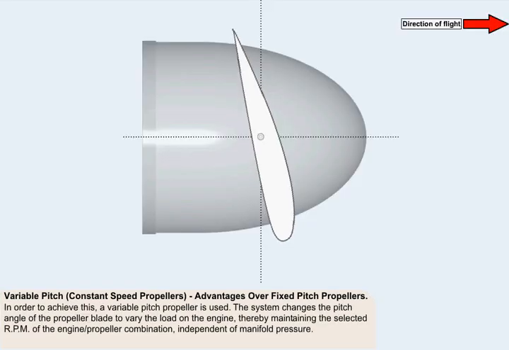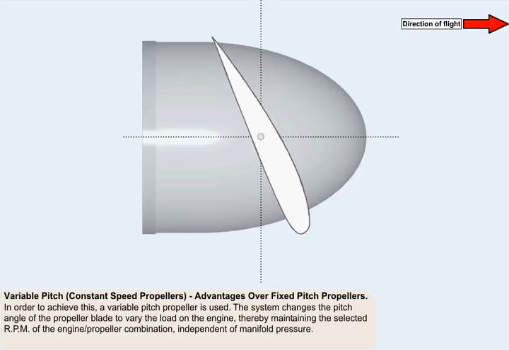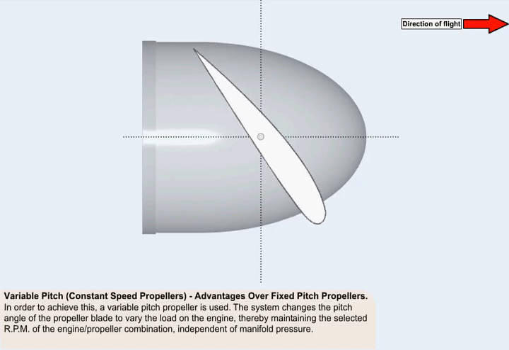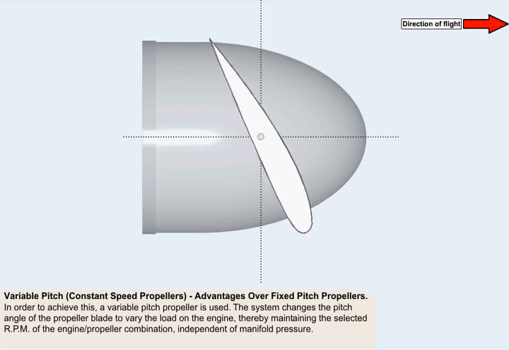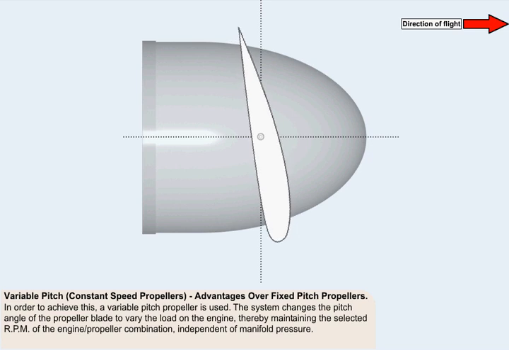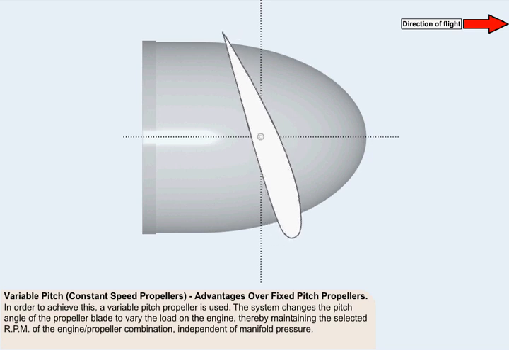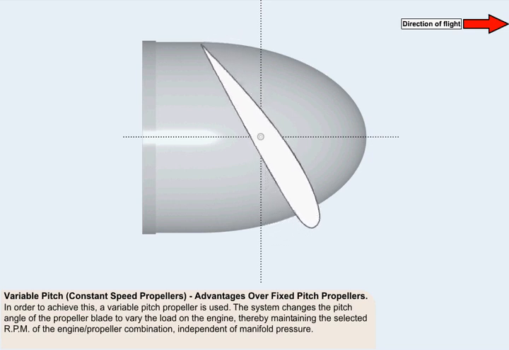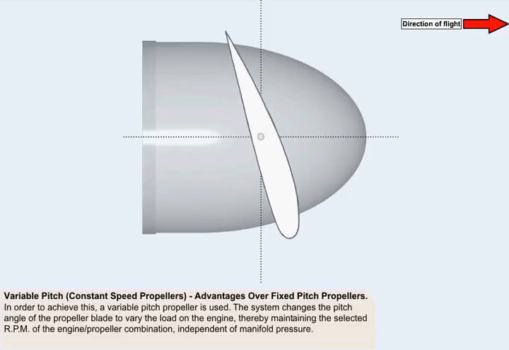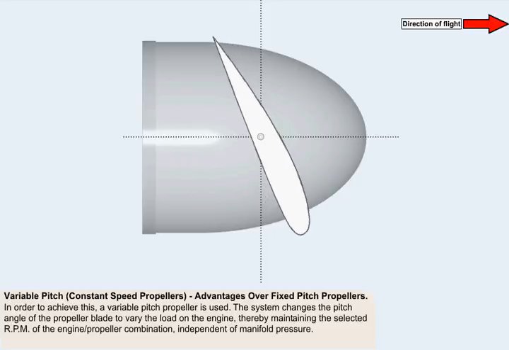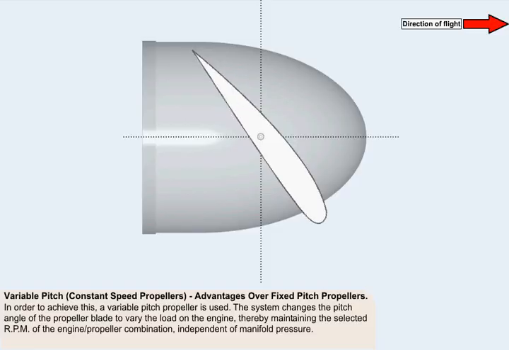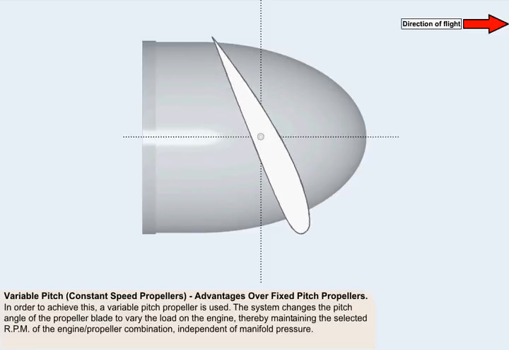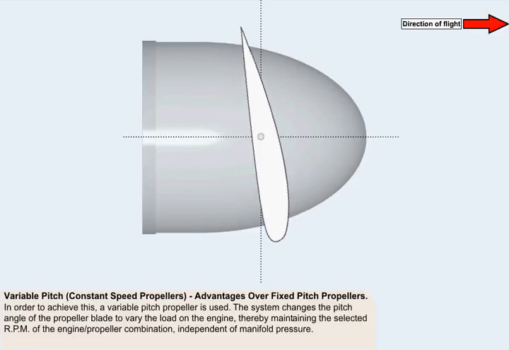In order to achieve this, a variable pitch propeller is used. The system changes the pitch angle of the propeller blade to vary the load on the engine, thereby maintaining the selected RPM of the engine-propeller combination independent of manifold pressure, provided that the propeller is operating between its fine and coarse pitch stops. The fine and coarse pitch stops may be fitted internally or externally, depending on the make of the propeller.